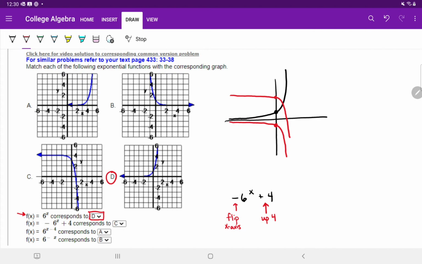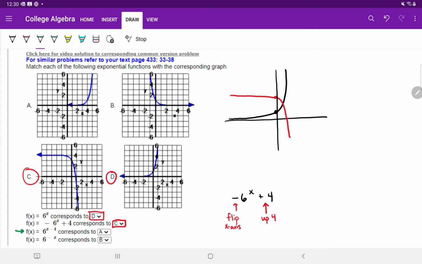So we're looking for this on one of our graphs. It looks like C. C would be the answer to this one. So this is just transformations. We've already used C and D. Let's try to find the other two.